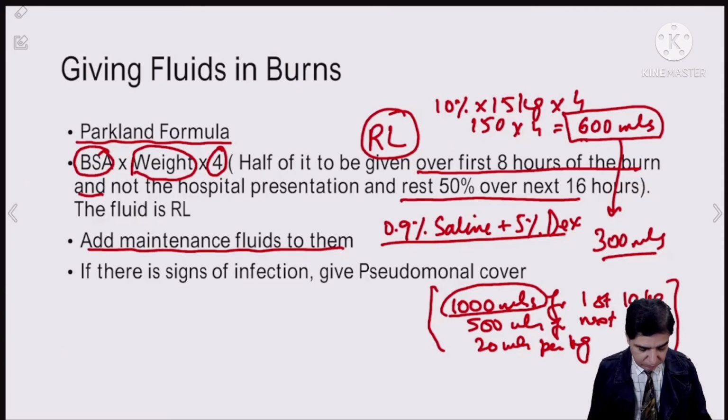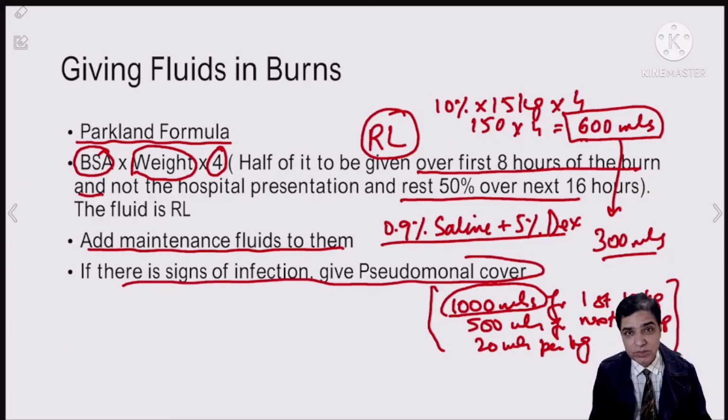If there are signs of infection as well, then we have to give them pseudomonal cover, or if they are suffering from a staphylococcal sort of infection, then we have to give staphylococcal cover as well. For example, we can give them vancomycin and flucloxacillin. If they need pseudomonal cover, then you probably have to give piperacillin plus tazobactam combination, or whatever your local trust or local hospital policy is. So you will give them antibiotics according to that.